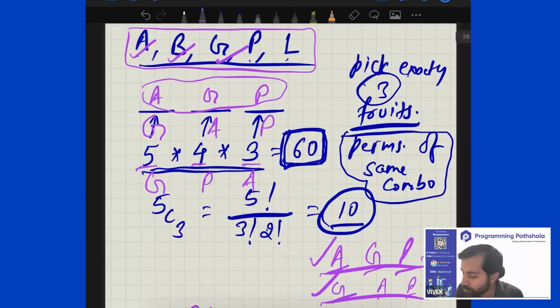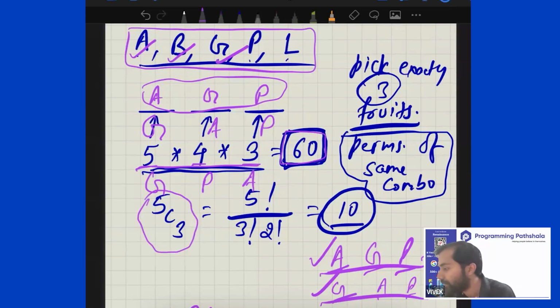So when you are just doing the rule of product, you are getting all the reorderings of the same combination also. But when we are saying NCR or 5C3, we are not interested in the reorderings of the same combo. We are just interested in distinct combos. How many distinct combos are there? Is that making sense to everyone? How many of you are able to understand this point?